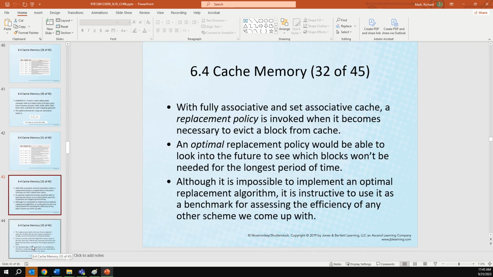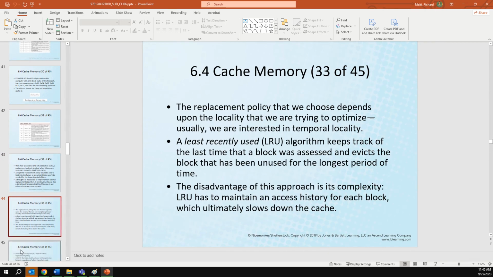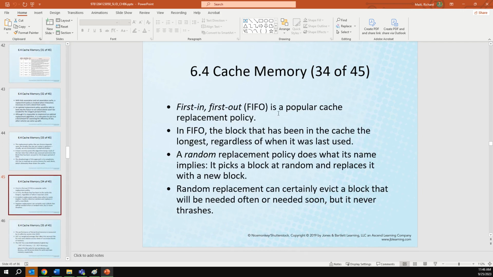Talks more about cache memory. So a replacement policy is invoked when it becomes necessary to evict a block from the cache. So different transactions do take place. The least recently used algorithm keeps track of the last time the block was accessed and evicts the block. So information is kept about the block.